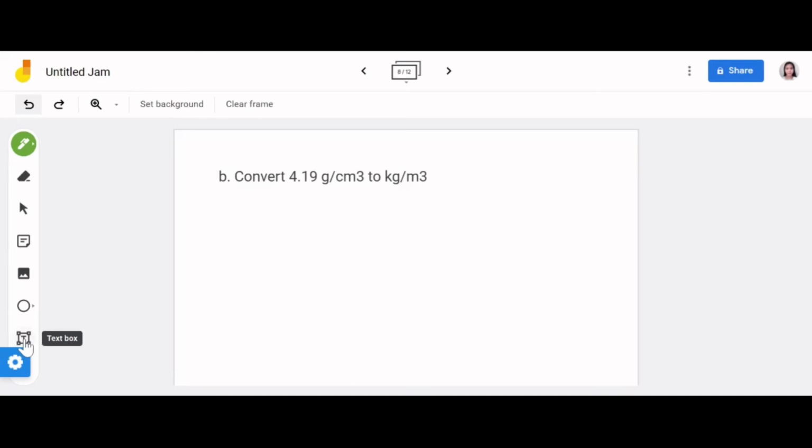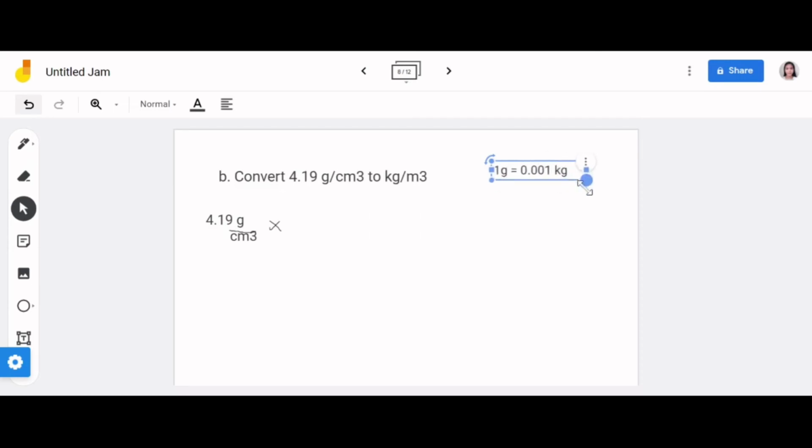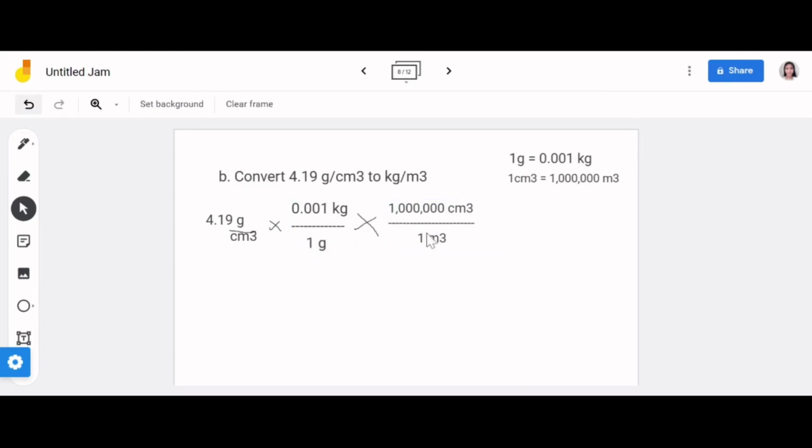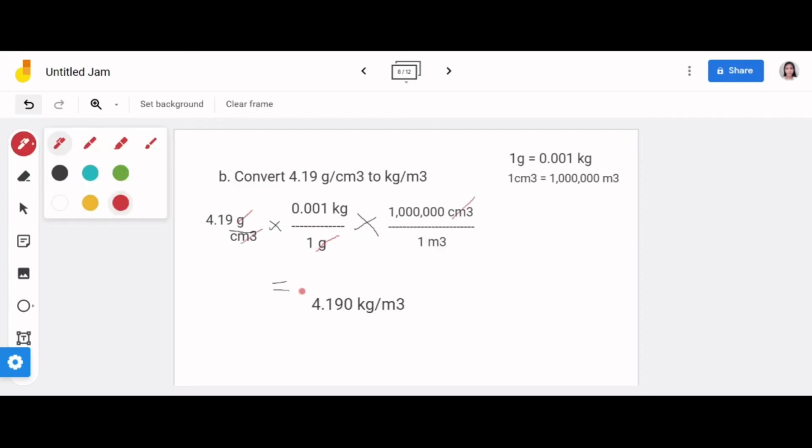So for the second example in density, we have to convert 4.19 gram per centimeter cube to kilogram per meter cube. So write down the given 4.19 gram per cubic centimeter, and remember that 1 gram is equal to 0.001 kilogram, and 1 cubic centimeter is equal to 1 million cubic meter. So we multiply 4.19 times 0.001 kilogram over 1 gram times 1 million cubic centimeter over 1 cubic meter. So we cancel the unit and the result is 4,190 kilogram per cubic meter.